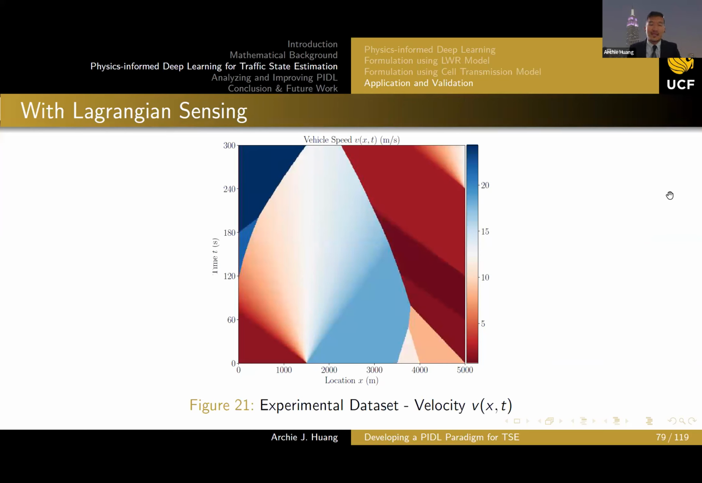Now we move on to the next case study, where we use Lagrangian sensing, like data collected by probe vehicles, and see how, in this case, PIDL will perform. We designed this experiment data set regarding velocity with more complex upstream and downstream conditions.